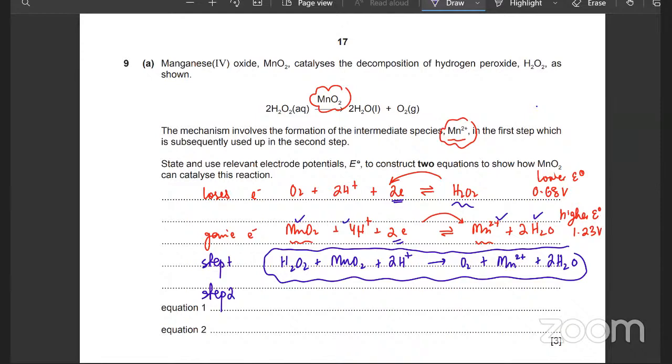How do I figure out the second step? Remember, he's saying state the construct two equations. So H2O2 is turning into H2O, and it's also producing oxygen. But what I need to do now is convert the Mn2 plus back into MnO2. I need to do that. So what could be this other reaction? This is the one that I need to find out. What's this other reaction that I need to use to convert that back into MnO2? That is what we are looking for.